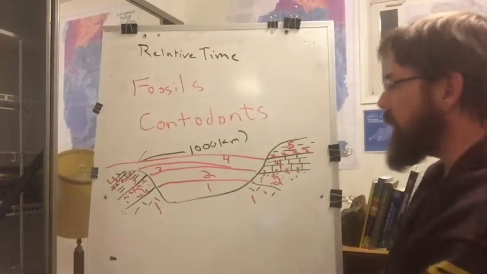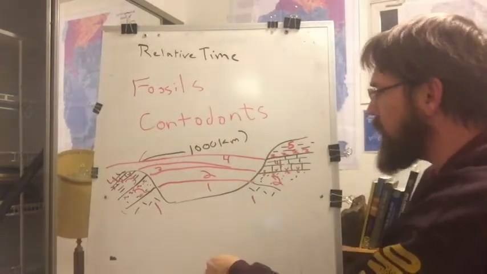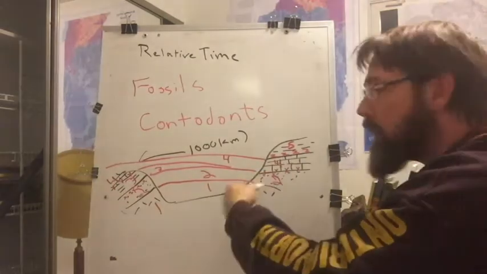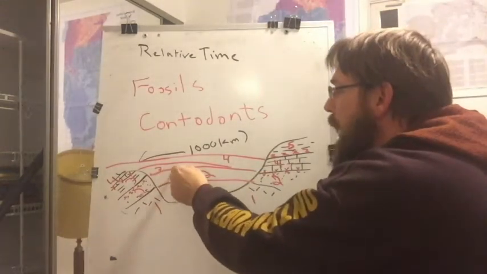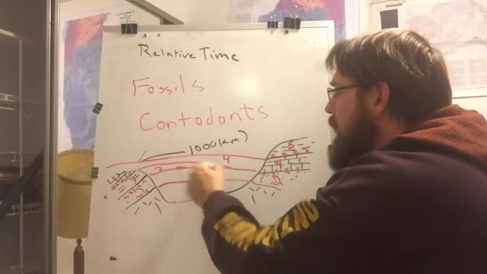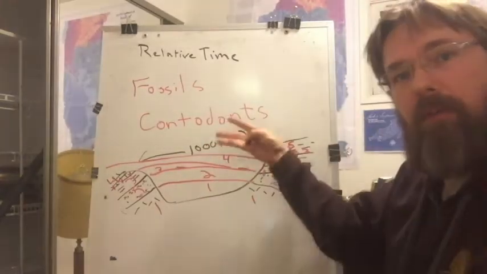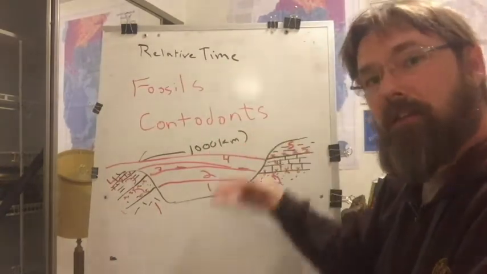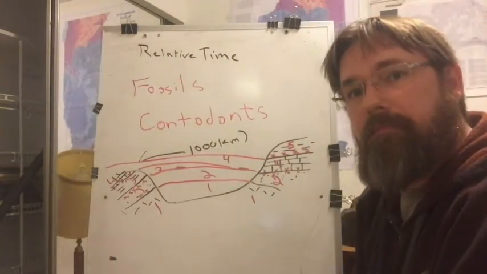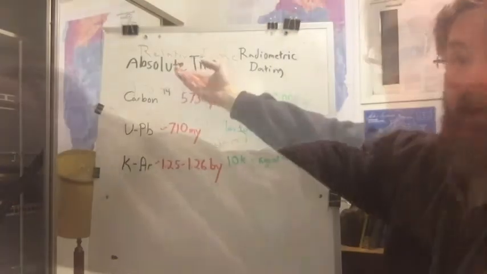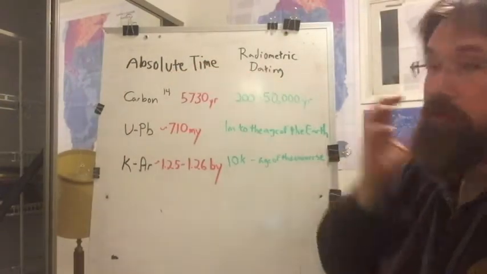So what this tells us is that 1 is on its own, 2 is on its own, but the bottom of unit 3 and the bottom of unit 4 were deposited at the same time, even though they are distinctly different lithologic units. Okay, now we're going to talk about absolute time and radiometric dating.